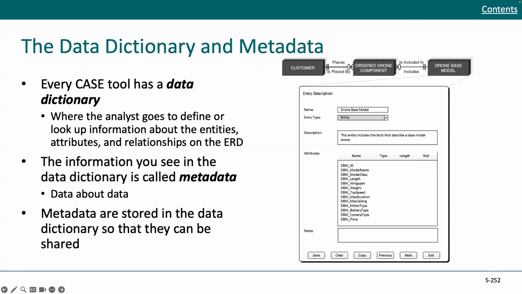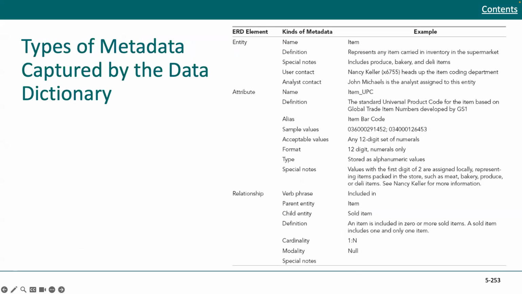Now thinking about the data dictionary and metadata. Every CASE tool has a data dictionary where the analyst goes to define or look up information about the entities, attributes, and relationships on the ERD. The information you see in the data dictionary is called metadata. And metadata, if you haven't heard that term, is data about data. Metadata are stored in the data dictionary so that they can be shared. So we see another view of the CASE tool there that you can be reviewing.